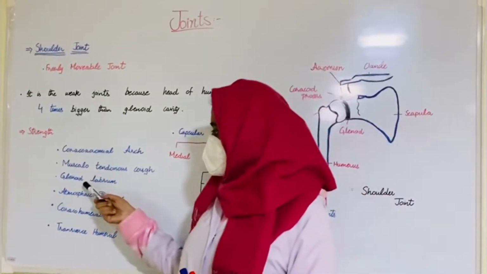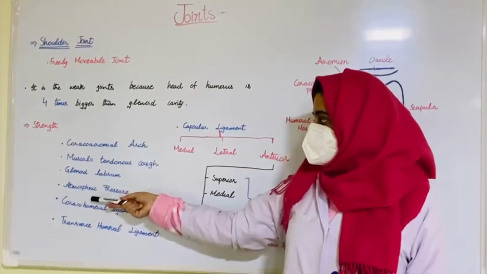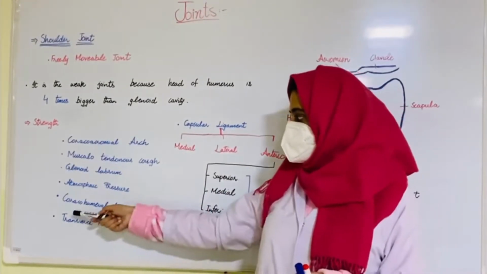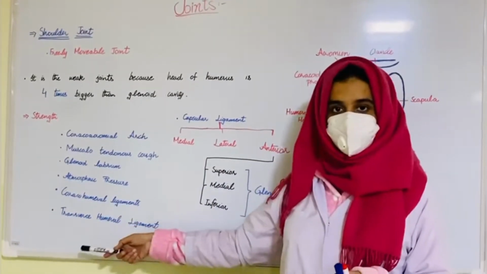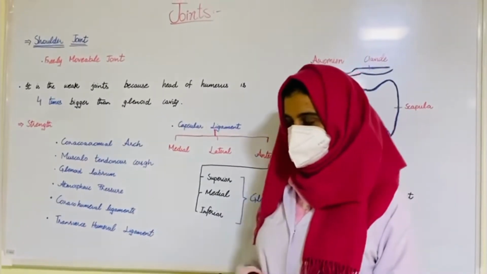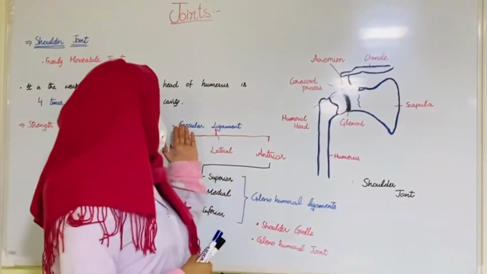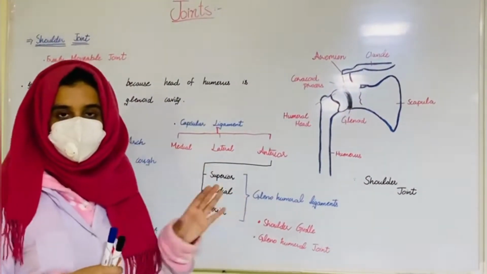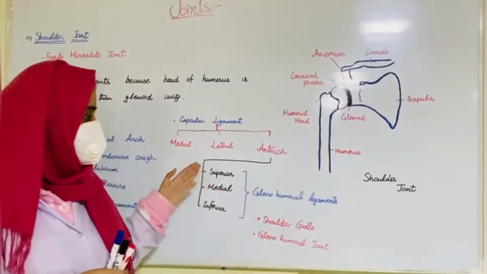Third one is glenoid labrum. Fourth one is atmospheric pressure. Fifth one is coracohumeral ligaments, and the last one is transverse humeral ligament. Then the capsular ligament also protects the shoulder joint.